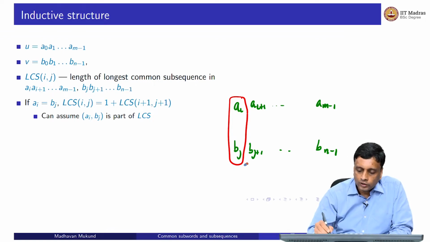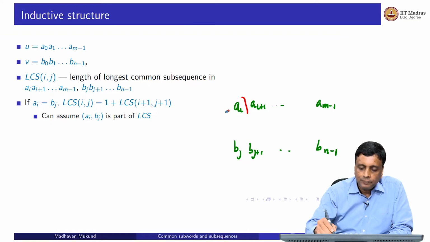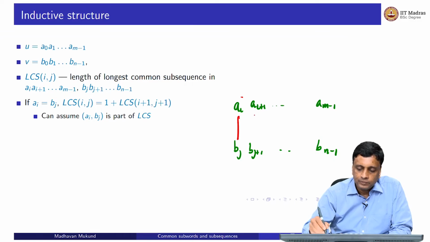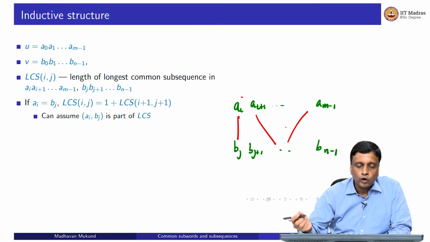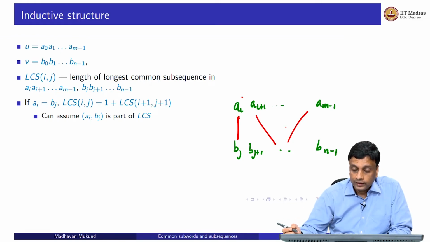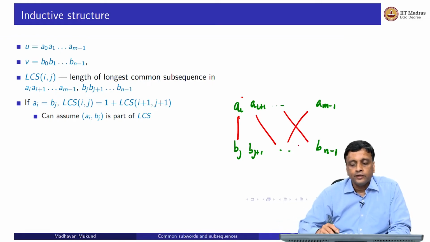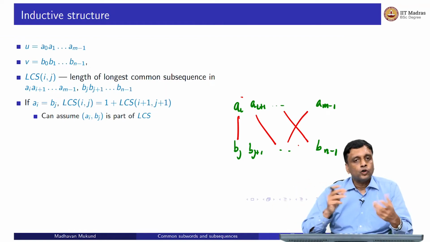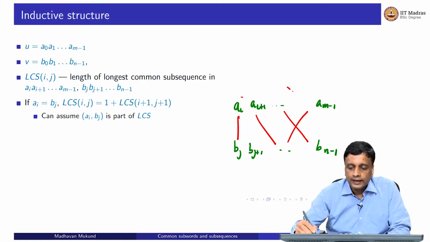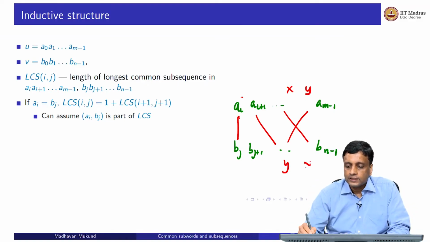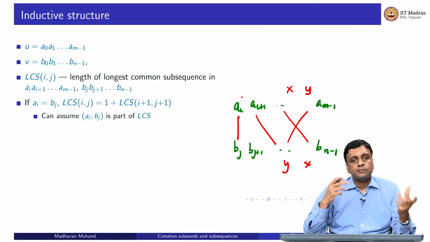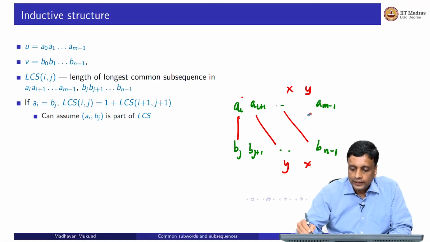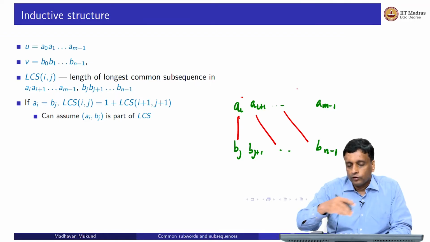I can think of a longest common subsequence as something that pairs up letters in the first string and the second string. So I can pair up this, and then this might get paired up with something else, and that might get paired up with something else, and so on. But the pairing can never cross. I cannot pair up something earlier in u with something later in v, and then something later in u with something earlier in v, because that would not be a sequence. If I have, say, x, y here, and if I have y, x here, I cannot claim that y, x is the same subsequence as x, y. So this pairing must always be non-crossing.